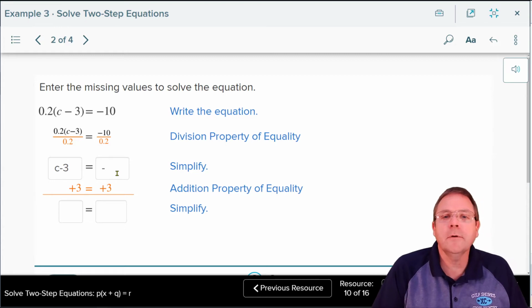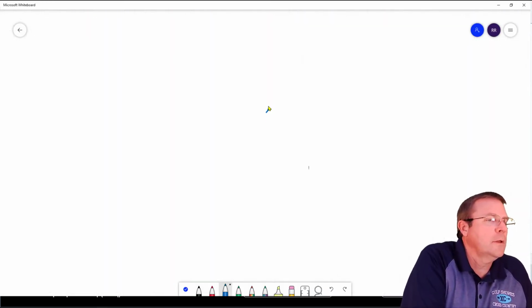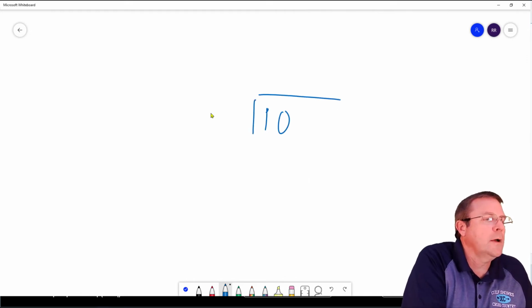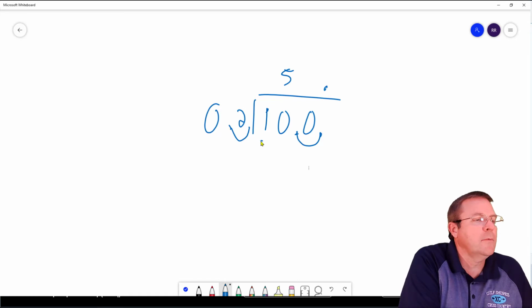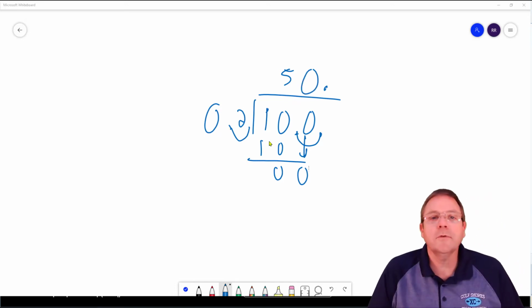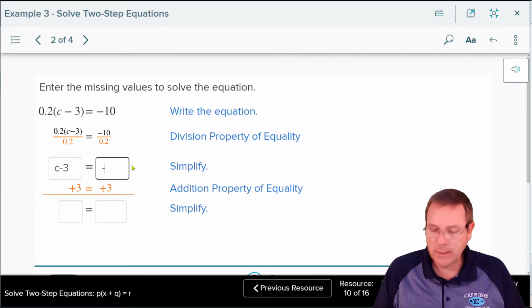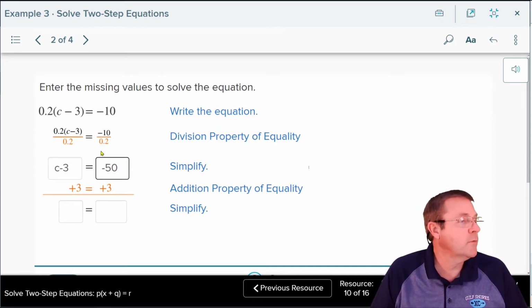So I'm going to come over here, grab some space. I'm going to say 10 divided by 0.2, bounce, bounce, annex in zeros, decimal goes up. 2 goes into 10, 5 times, 2 times 5 is 10, which is nothing left over, but we still have to take care of that 0 as well, and 2 goes into that 0 times. So yes indeed, I was right, that's going to become a negative 50, because a negative divided by a positive is a negative as well.